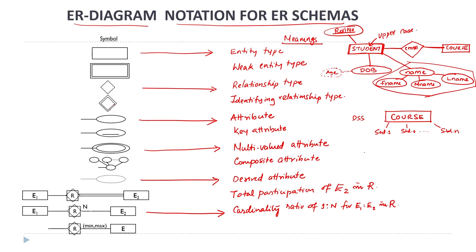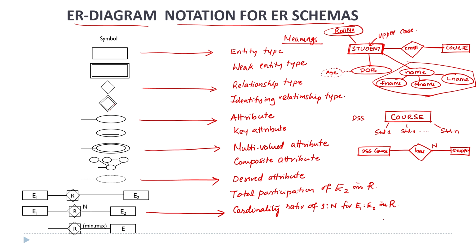So, if I draw like this, okay, if I take an example of a DSS course, which has n students. So, this relationship I can say it like this, n. So, for one DSS course all the n students participate in that. So, this participation is also known as the cardinality ratio.